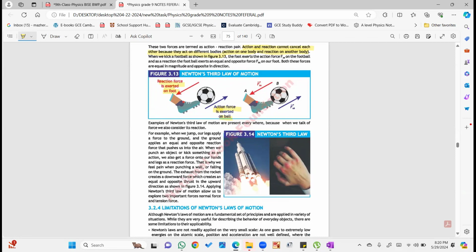Similarly, example of a rocket: the gases' propulsion is in the downward direction, the motion is in the upward direction. बल्कि theory में ये लिखा हुआ है. The exhaust from the rocket creates a downward force which creates an equal and opposite thrust in the upward direction. वो ऊपर हमने उसकी example की भी थी rockets की.